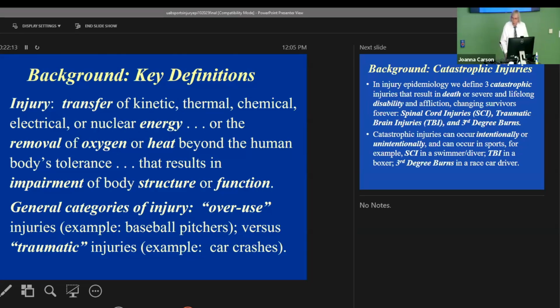Then there are traumatic injuries. Trauma means force. Again, could be intentional, could be unintentional. Car crash is a good example.